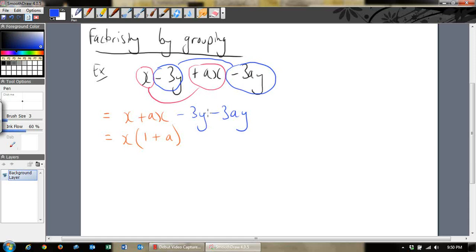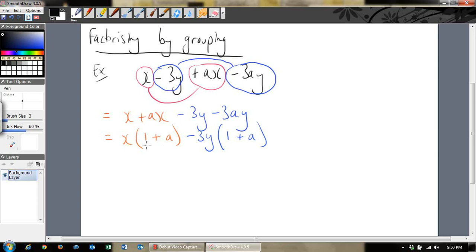Now let's have a look at these blues. We've got negative 3y. What can we take out of there? We can take out negative 3, and we can also take out a y out of that. Okay, y is in both of these. So let's factorize out that. What do we have there? Negative 3y times what is equal to negative 3y? Well, that's just 1. 1 times all that rubbish. Negative 3y times what is equal to negative 3ay? Well, that's positive a.